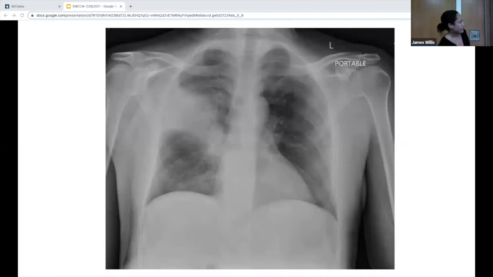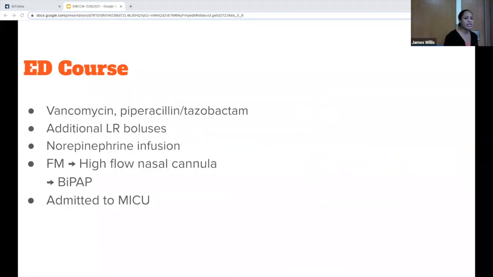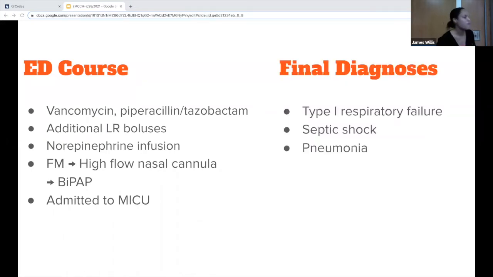This is the chest x-ray we get, which shows a pretty significant right mid-lung consolidation consistent with a lobar pneumonia. So the rest of his ED course, he gets vancomycin and Zosyn, he gets some more fluid boluses, and he is started on a norepinephrine infusion. He is upgraded from face mask oxygen to high flow nasal cannula and eventually to BiPAP, and he's admitted to medical ICU for the final diagnoses of type 1 respiratory failure or hypoxic respiratory failure, septic shock, and pneumonia.